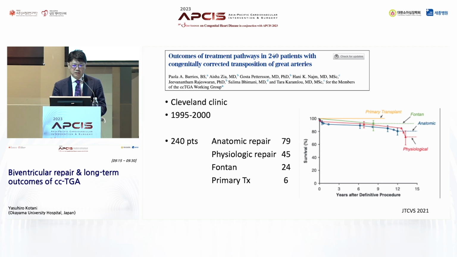This is a study from Cleveland Clinic, looking at 240 patients who were treated between 1995 and 2000. Surgery included 79 anatomic repair, 45 physiologic repair, 24 Fontan, and 6 primary transplant. On the right side, you can see that transplant-free survival after surgery was similar among the groups, but after 12 years, patients with a physiologic repair had a decreased survival compared to other procedures.